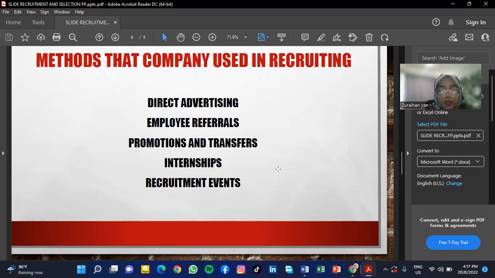Okay, the next one is recruitment events. For big organizations or companies planning expansion, recruitment events are perfect for attracting the type of people we need. Events can range from hosting an open day to being at job fairs to graduate recruitment drives on campus.